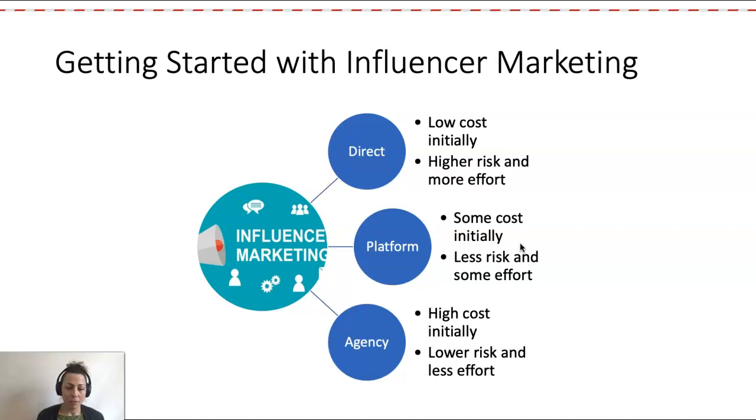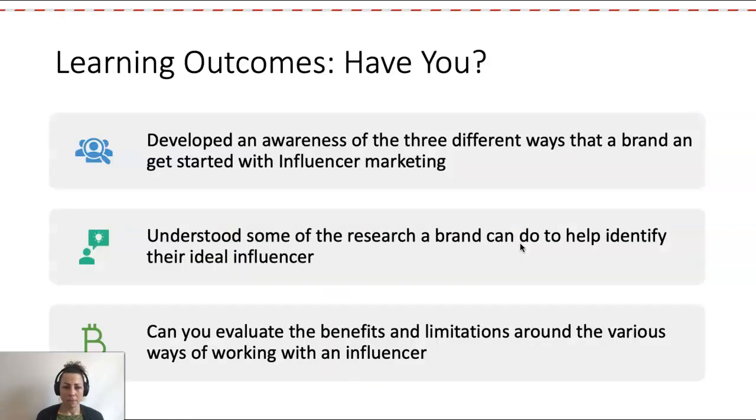Finally, the highest cost initially is using an agency. Again, there are lots and lots of benefits, lots of people involved in supporting you, lots of experience, lots of tools and legal and technology support, all sorts of different ways that the agency supports both the brand and the influencer. So again, lower effort, lower risk, but much higher cost.